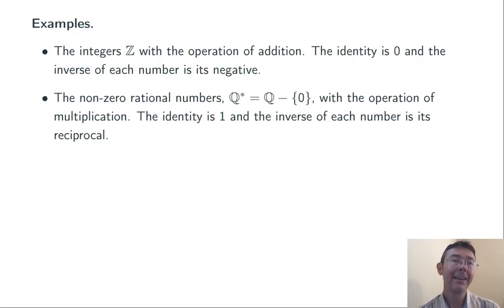You can see why we had to leave out the value 0. 0 would not have an inverse, and so if we kept it in the set, we would no longer have a group.